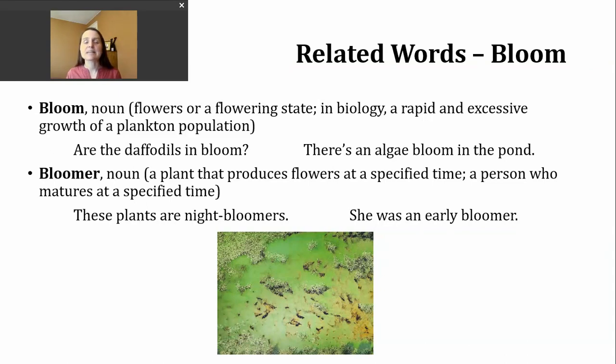A second meaning for bloomer is in reference to a person who matures at some specific time. An example of that would be she was an early bloomer. So you hear early, late, many times used to describe whether someone's maturing was sort of normal compared to their peers.